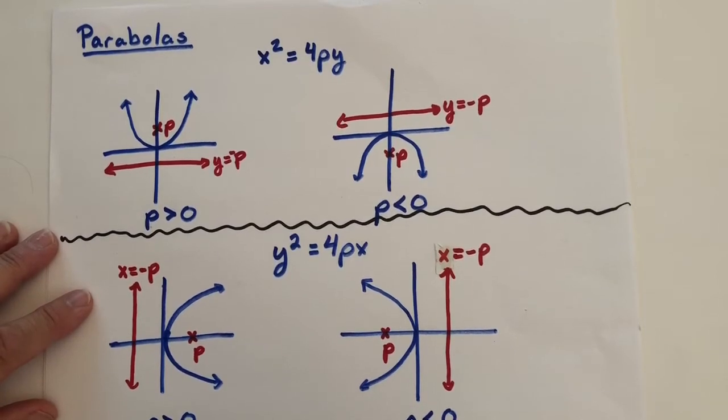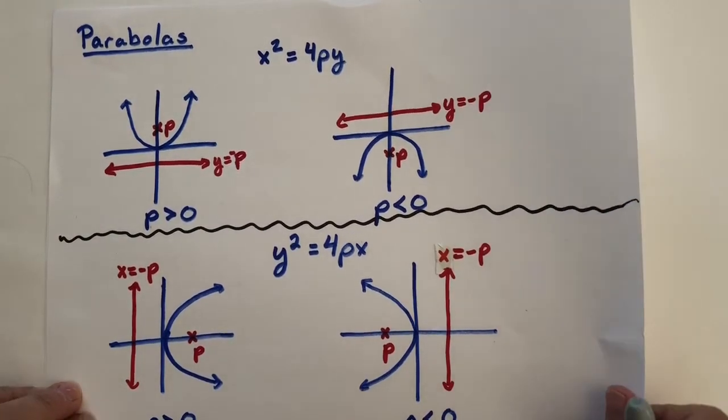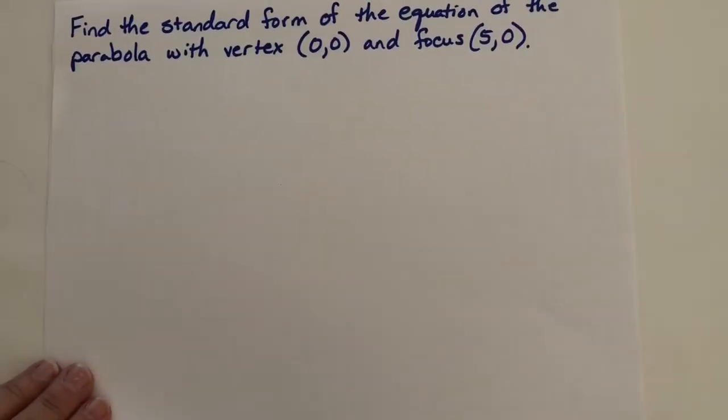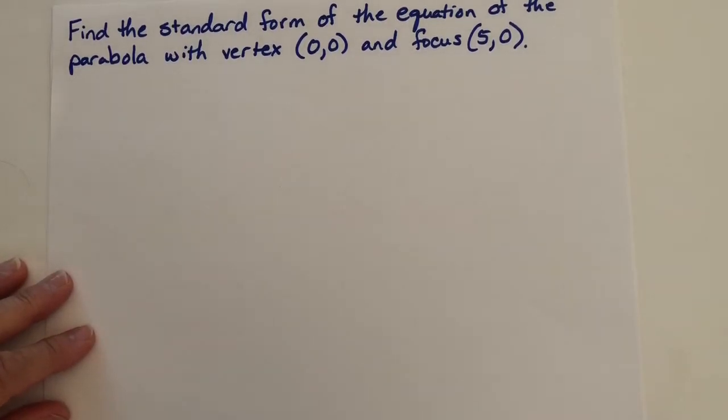What we're going to do now is practice writing the equation of a parabola if we're given some information about that parabola. And we'll start with this problem. Find the standard form of the equation of a parabola with a vertex (0, 0) and focus (5, 0).